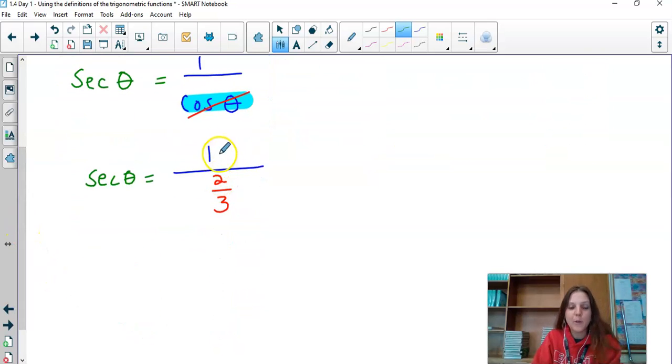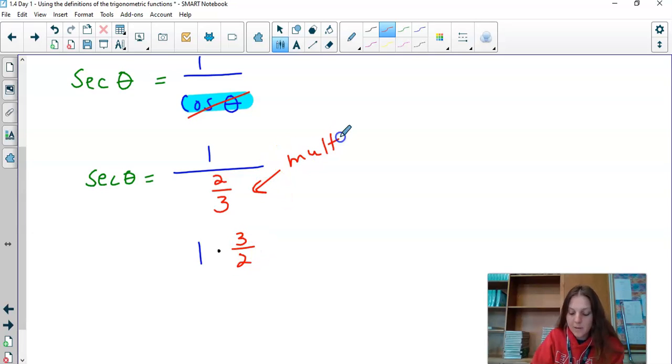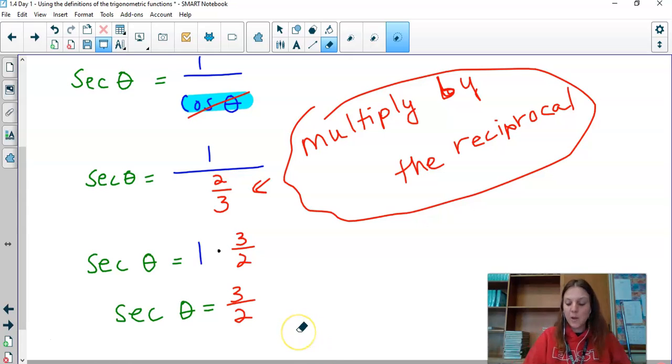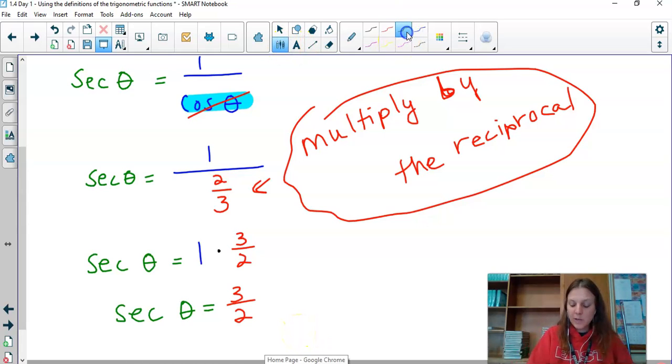Let's go ahead and do the math. If you have a number divided by a fraction, what you actually do is multiply by the reciprocal. So instead of 1 divided by 2/3, I can multiply by the reciprocal of 2/3. So instead of 2/3, I'm multiplying by 3 over 2, and 1 times 3 over 2 is 3 over 2. So the secant of theta equals 3 over 2.